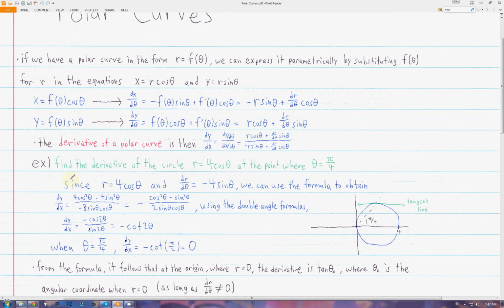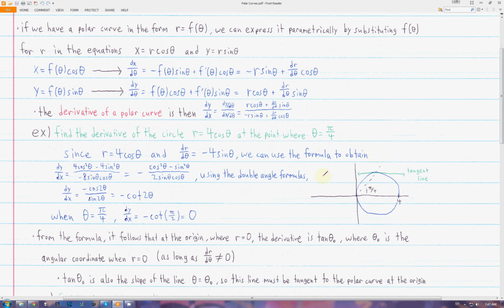So let's say we want to find the derivative of the circle r equals 4 cosine theta when theta is pi fourths. So to use this formula, first we just have to find r and dr/d theta. So r is 4 cosine theta, and then dr/d theta will be, we just differentiate this to get negative 4 sine theta. And so once we have these, all we have to do is plug them into this formula.